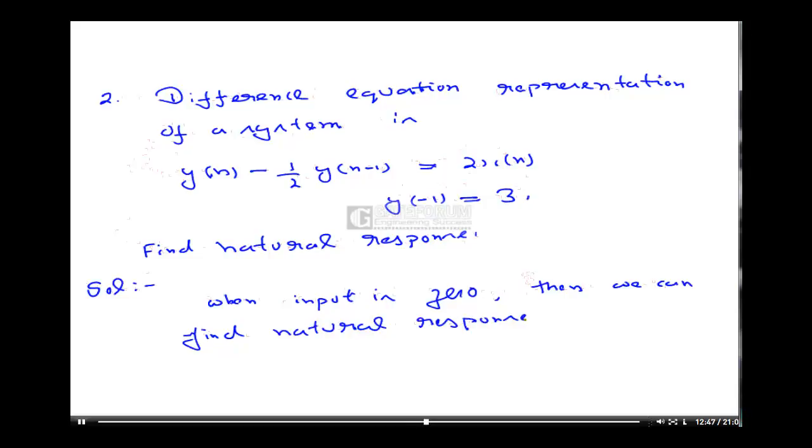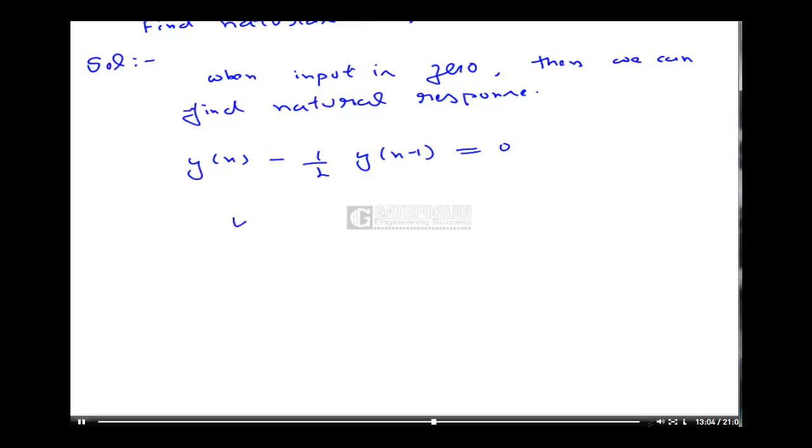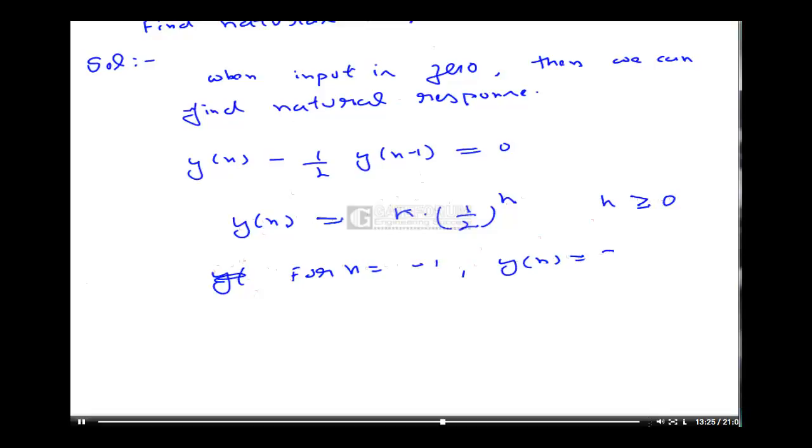So input is 0, that means x[n] equal to 0. That means y[n] minus 1/2 y[n minus 1] equal to 0. Okay, now it's very easy to solve. From this, y[n] is equal to k times (1/2) to the power n, for n greater than or equal to 0. y[minus 1] is equal to 3. So for n equal to minus 1, y[n] equal to 3. Substituting this in the given equation, 3 equals k times (1/2) to the power minus 1. This gives the value of k as 3/2.